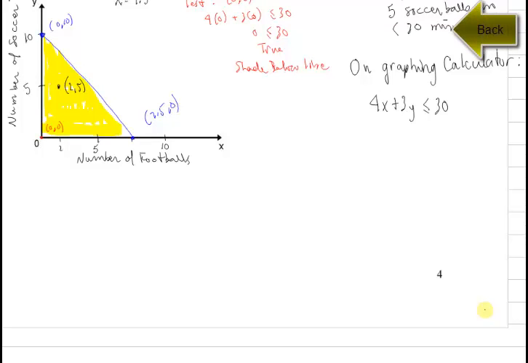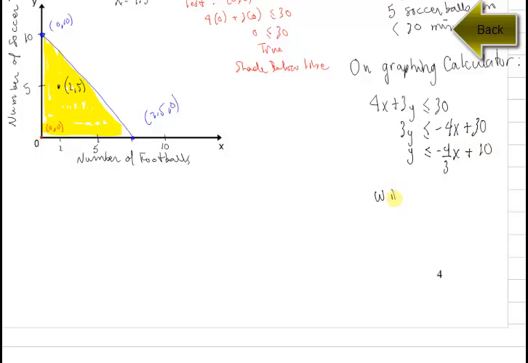What we're going to do now is we're going to graph our inequality on our graphing calculator. And because we need to enter our inequality into the y equals screen, we will need to isolate for y. So I'm going to move my 4x over to the right. It becomes negative 4x. And then I'm going to divide everything through by 3, so I get negative 4 over 3x plus, and then 30 divided by 3 is 10.